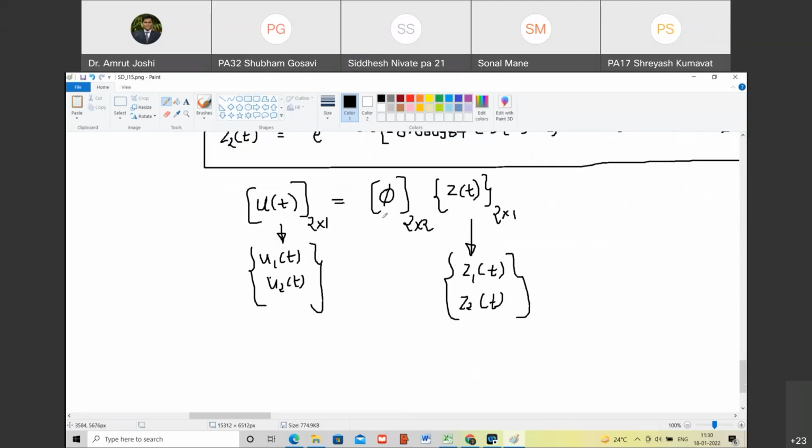Yes, sir. This phi matrix is not a function of time. It is not a function of time. However, this u of t and z of t, these are functions of time. Do you agree with me?